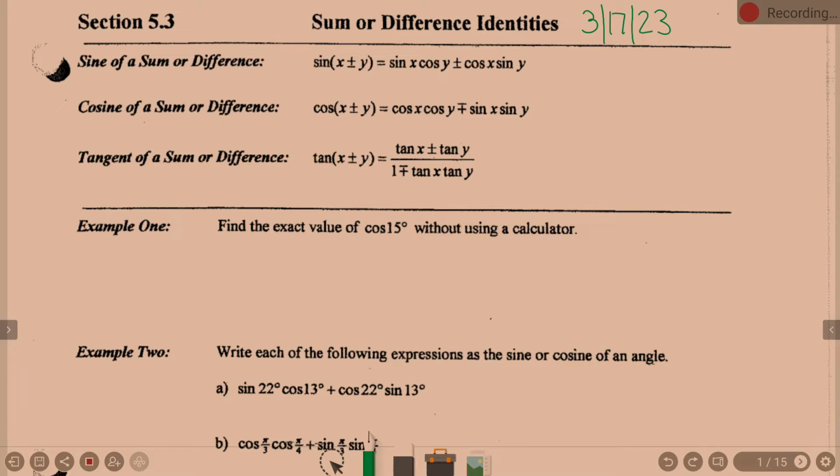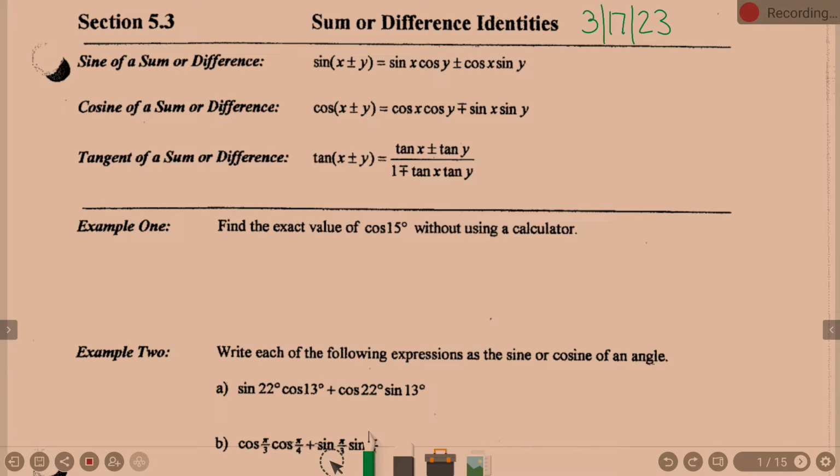5-3. We are learning our next set of identities. These are the sum or difference identities. And what they do is they help us. For instance, example 1 says find the exact value of cosine of 15 degrees.